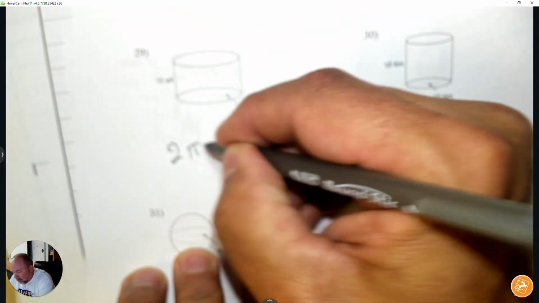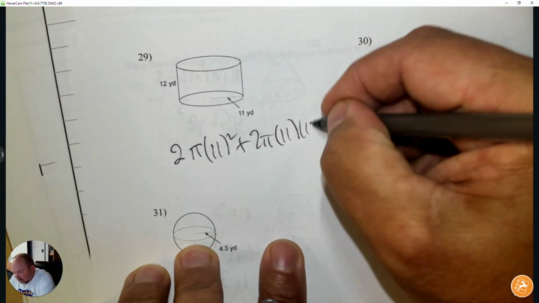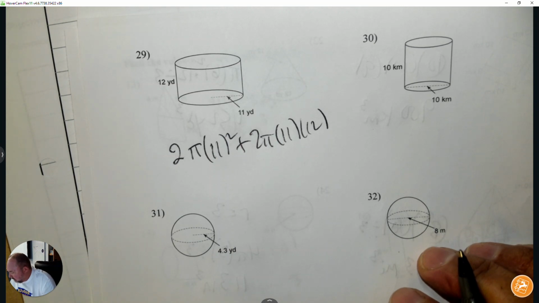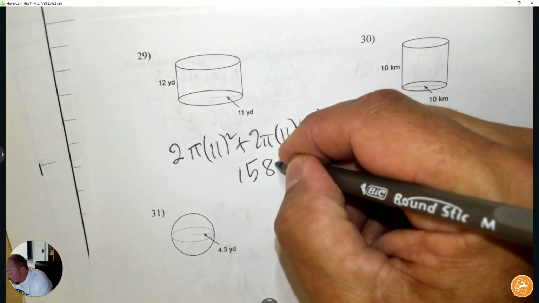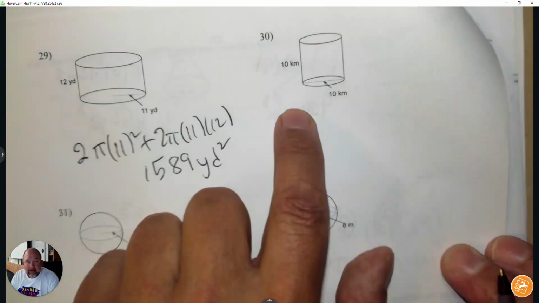A cylinder. So for area, we have 2 circles. Pi r squared plus the rectangle that wraps around. So that's the circumference times the height. And then use your calculator. That's 1,589, probably 90 if I wanted to round it up that way. And it's squared.